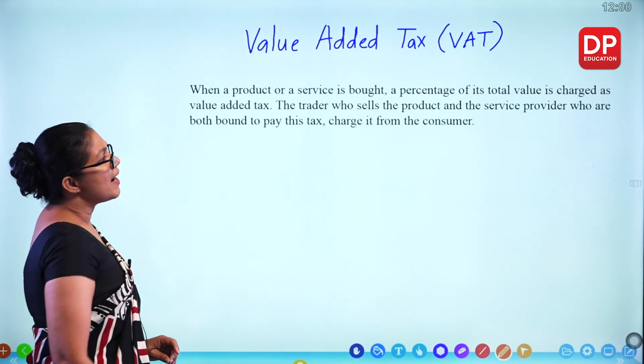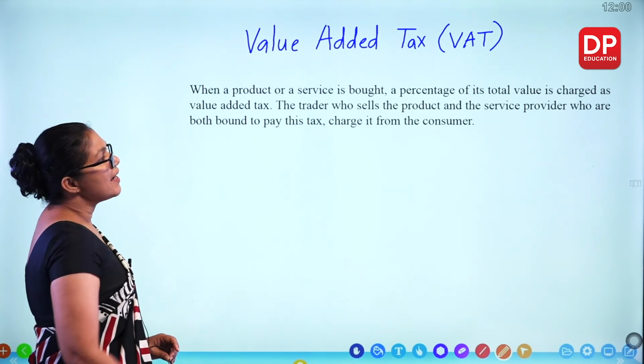When you buy any item, you are paying. And for the services, so when you go to a doctor, the hospital charges a tax from you. So those are called VAT, value added tax. That's an indirect tax. We'll look at example number 1.